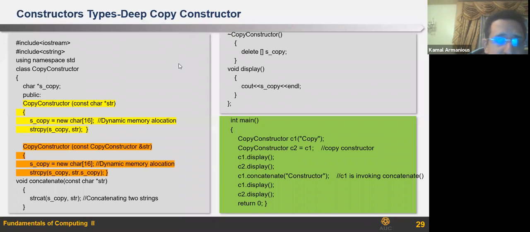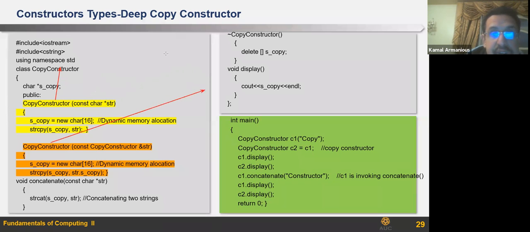The first one is the one that we have seen previously. خلاص? Yes. This is called a parameterized constructor. Why? Because it gets a parameter here which is star str. Anyways, the other one is called copy constructor.